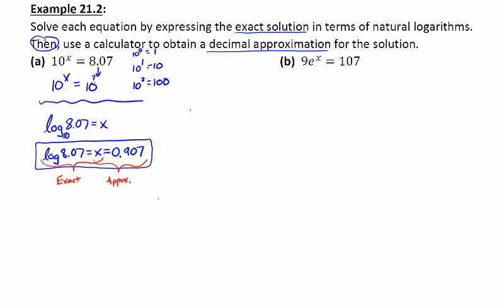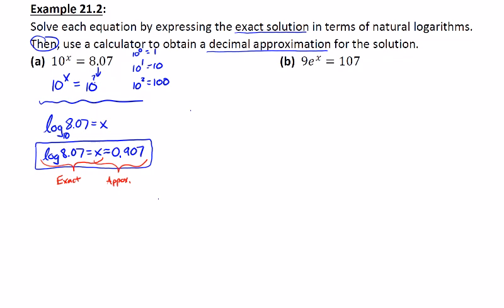Let's look at part B. We have 9 times e to the x is equal to 107. Now we're going to run into the same issue that we did with part A, in that it's going to be difficult, if not impossible, to be able to rewrite 107 using a base of e. So e to the what would give you 107? Not only that, but there's another concern here. The other concern is that this is not exactly the right format for us to convert from exponent form to log form.